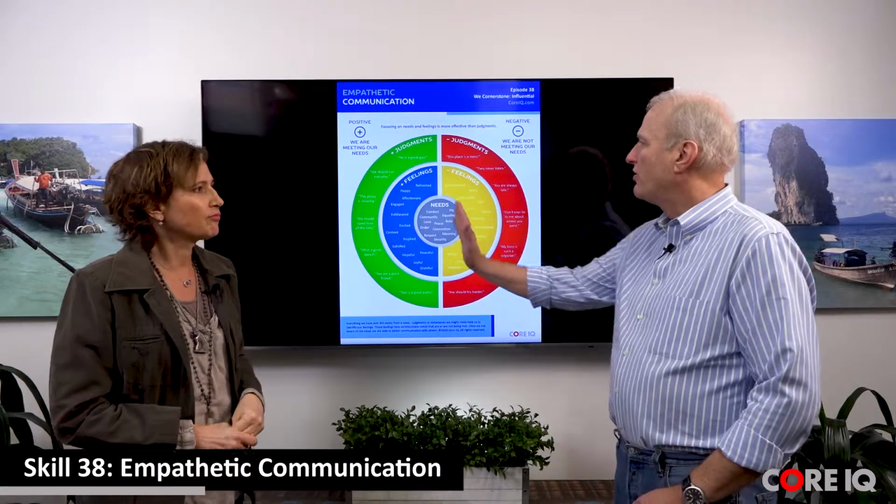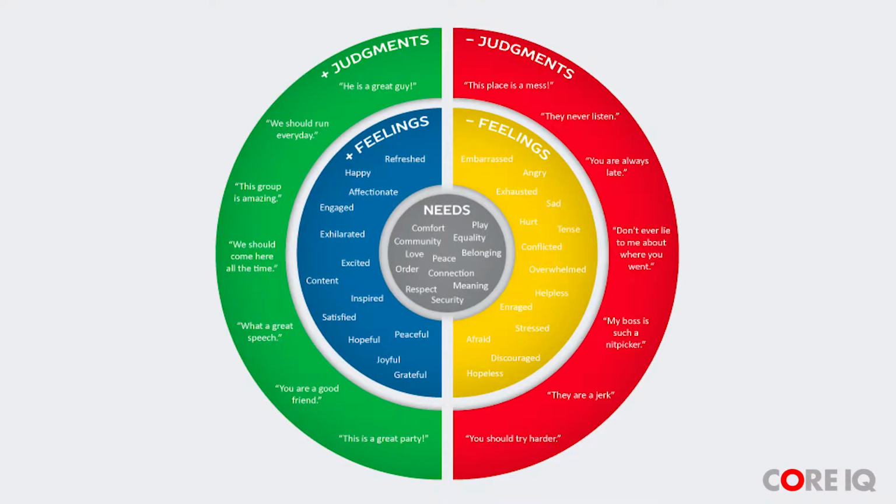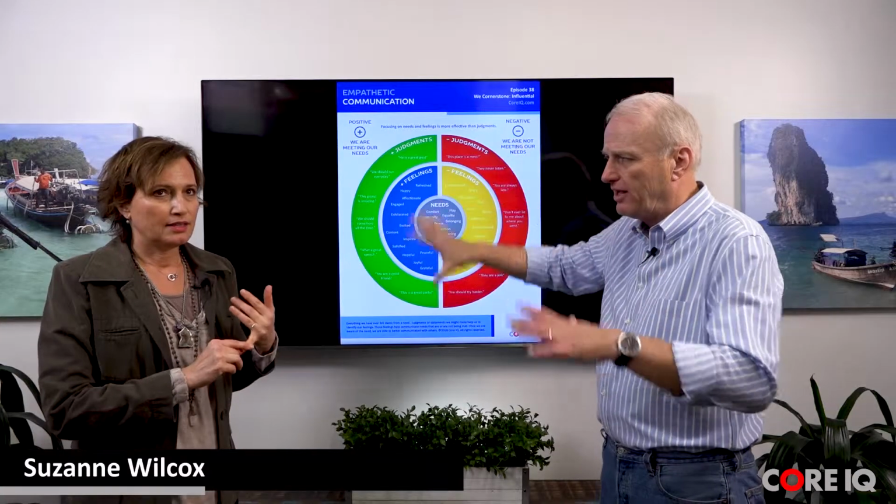Okay, so on the right side, we put all the negative stuff. And on the left side, we have all the positive things. But needs are neither negative nor positive. We just simply have them. It's a way of getting our needs met. And there's a negative way of getting them met and a positive way. Does that kind of frame the whole thing correctly?